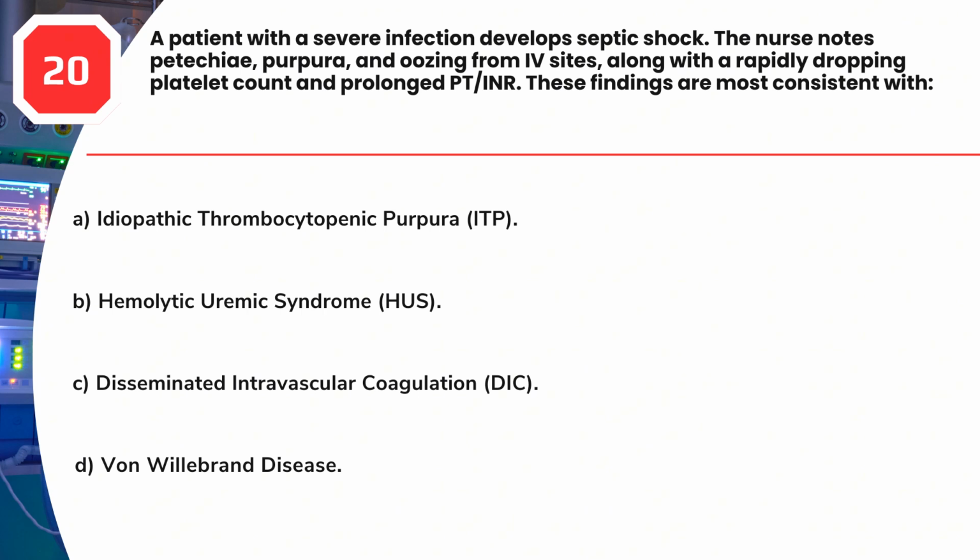Question 20. A patient with a severe infection develops septic shock. The nurse notes petechiae, purpura, and oozing from IV sites, along with a rapidly dropping platelet count and prolonged PT/INR. These findings are most consistent with A. Idiopathic thrombocytopenic purpura, ITP. B. Hemolytic uremic syndrome, HUS. C. Disseminated intravascular coagulation, DIC. D. Von Willebrand disease.